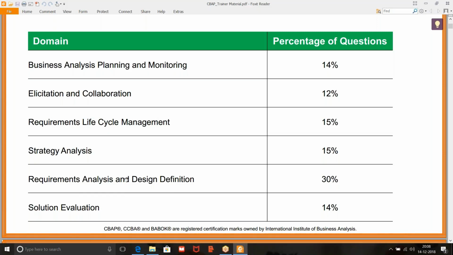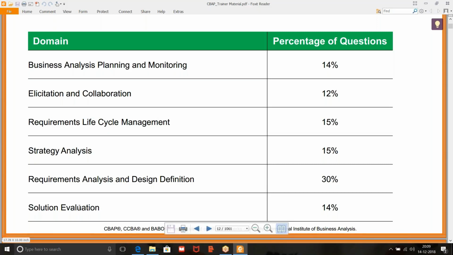And I think you would agree, as BAs, this is one of the most important aspects, wherein you are analyzing the requirements, and then there are certain designs that are thought around, and some definition is given to those designs so that the solution can start progressing on the basis of those designs. This is something where a lot of time is required from a BA, right? So that's why 30% of questions are on this part.